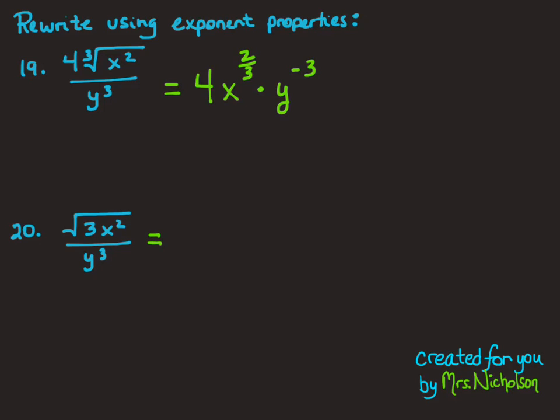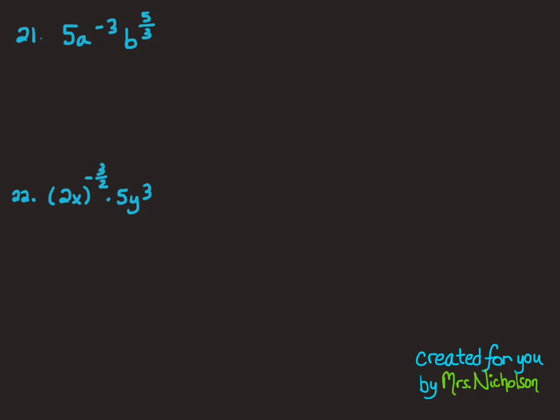In this next one, I've got the square root of 3x squared. And so that square root, I'm going to rewrite it as a fraction, 1/2. Again, I've got y cubed in the denominator, and so I'm going to rewrite that as y to the -3. Now in these next two, these are written with negative and fraction exponents, and we want to go back the other way. So we're kind of working backwards from how we were doing in 19 and 20.